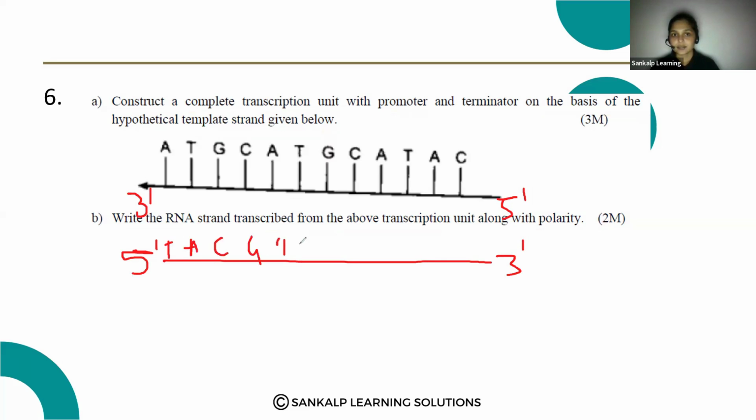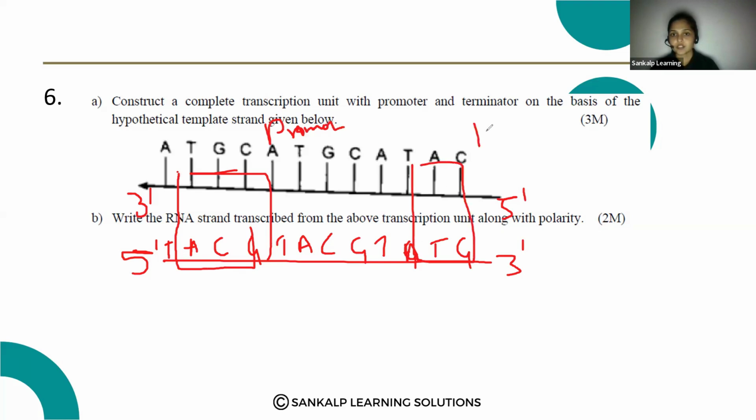C G A T A G C G T G, sorry, A T C G. So this is the transcription unit, which contains a promoter, and it also contains the terminator, and this is the structural gene. So this is the transcription unit.